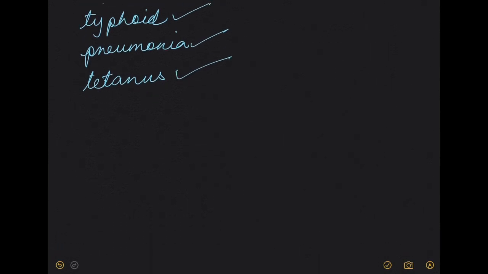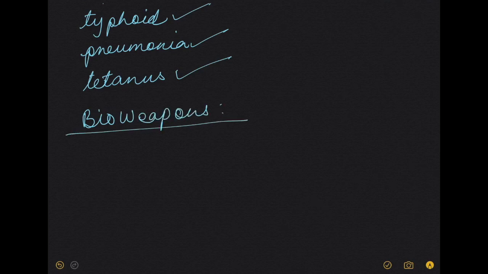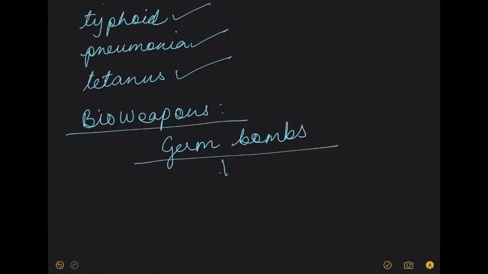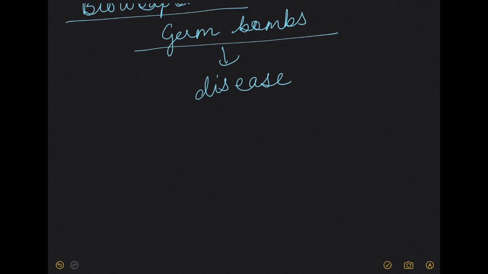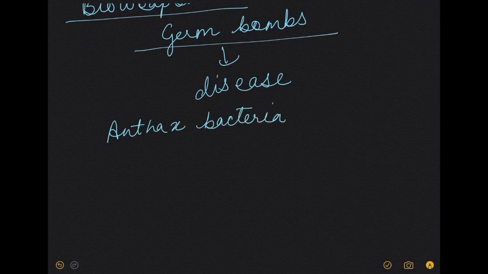Okay, now next is a term which is known as bioweapons. Bioweapons are nothing but germ bombs, which when exploded, what do they spread? Disease, killing millions of people throughout the world. And one such bioweapon is anthrax bacteria, which may be sent to various countries.